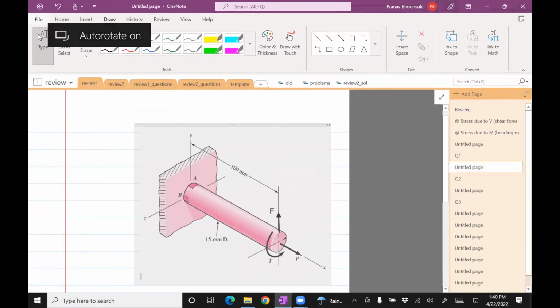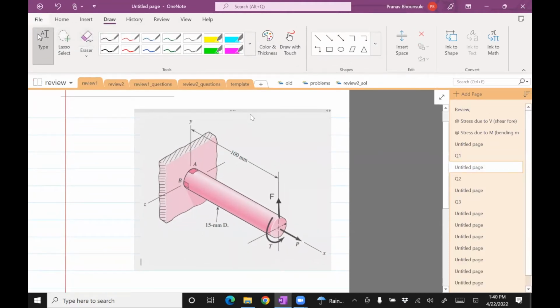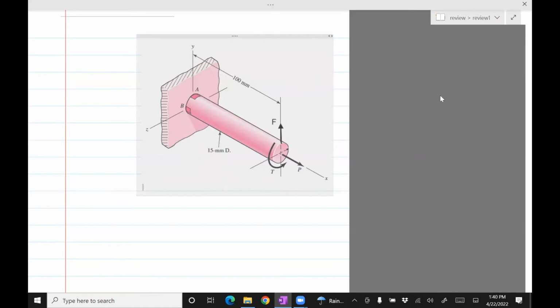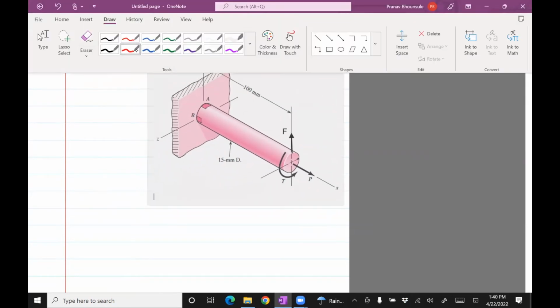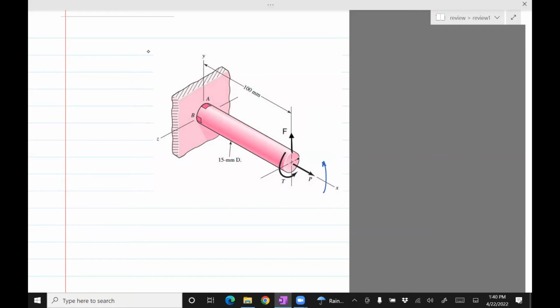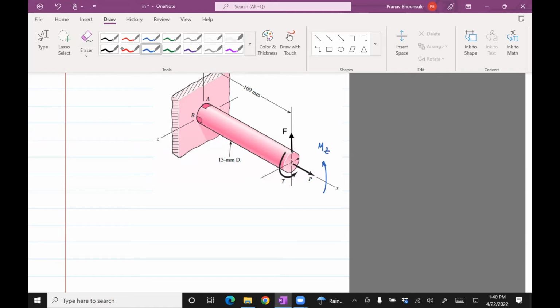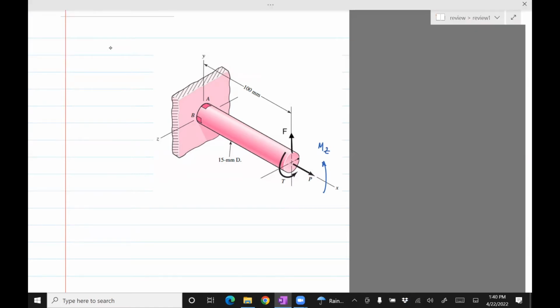Okay, now let's just start. I forgot, let me put the moment which were identified earlier. Z. Okay, so let's do the stresses at B. First of all, draw the stress element.